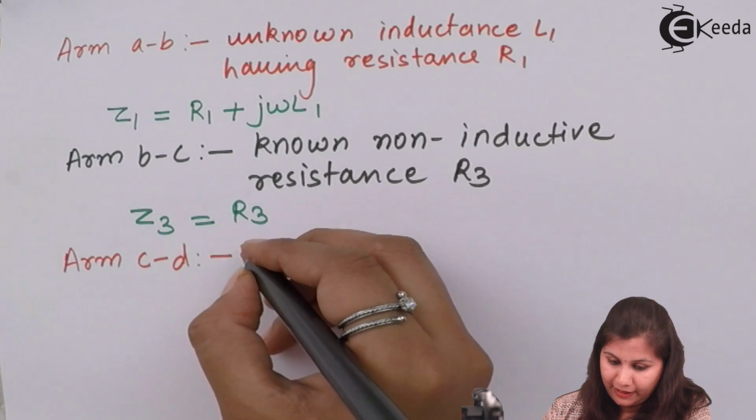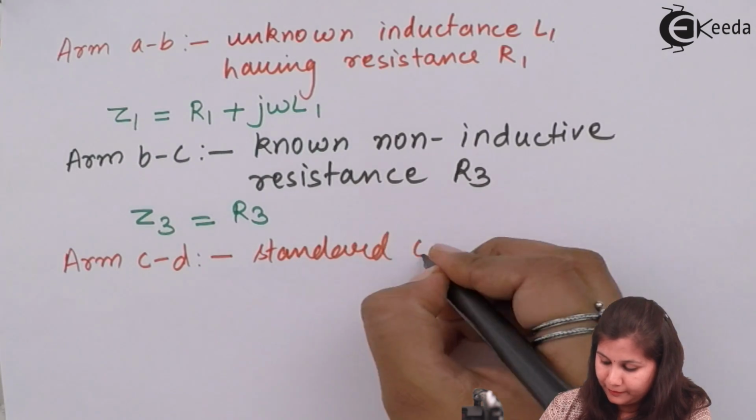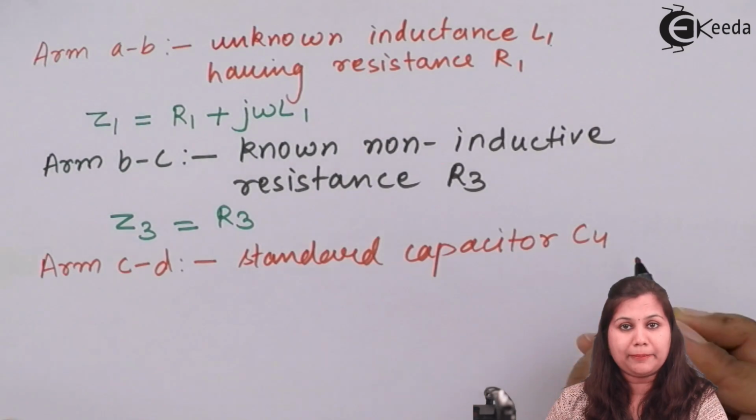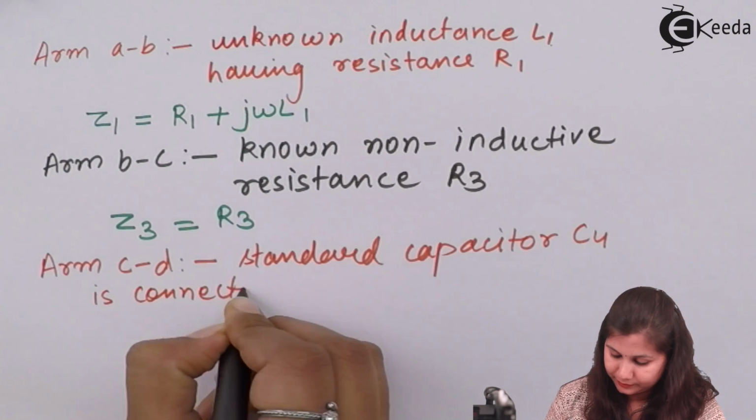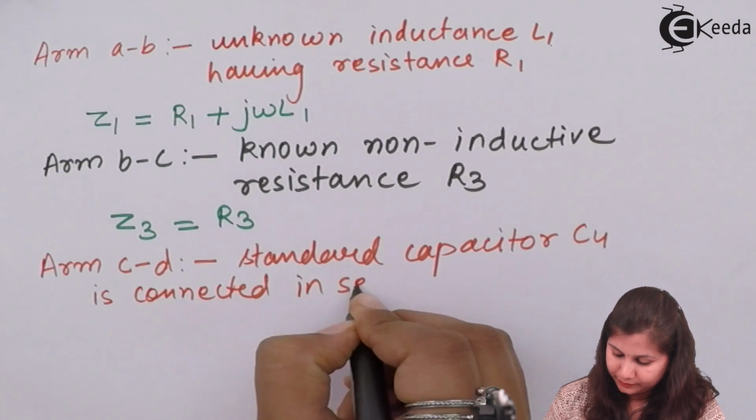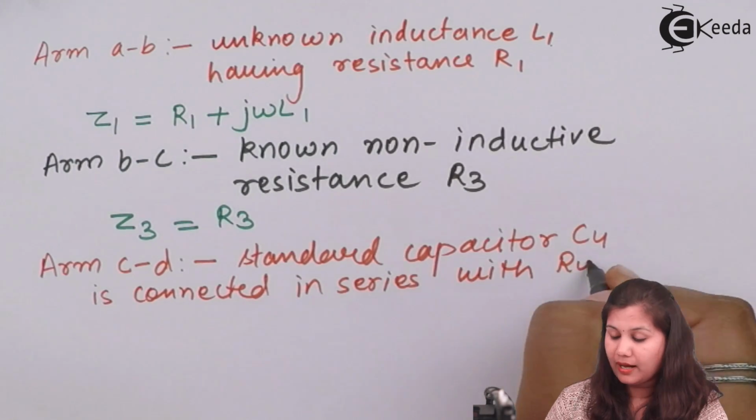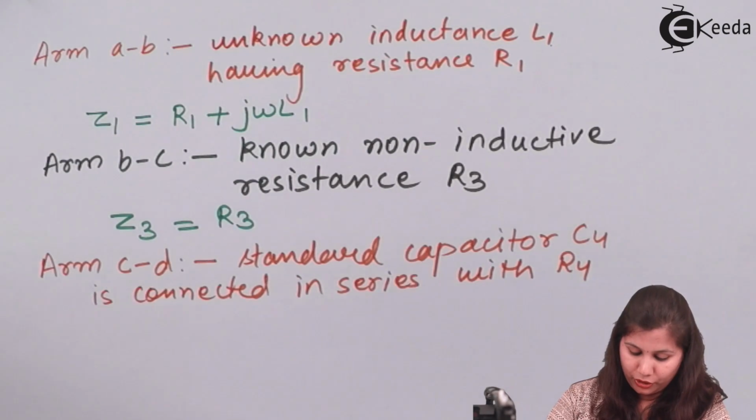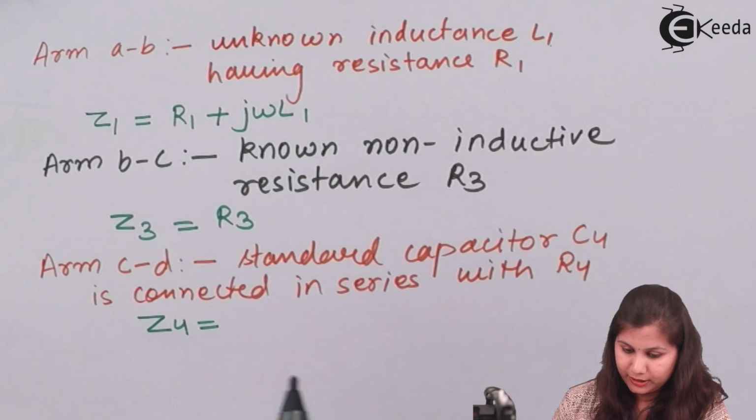So arm CD is having a standard capacitor C4. This standard capacitor C4 is connected in series with the known non-inductive resistance R4. So it will be a series combination of R4 and C4. So the impedance Z4 is the series combination of both these.